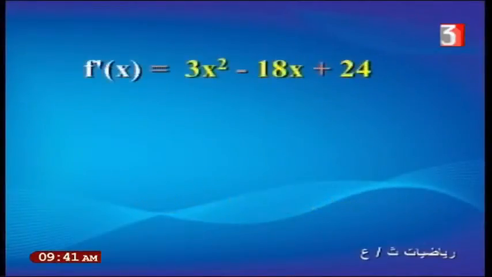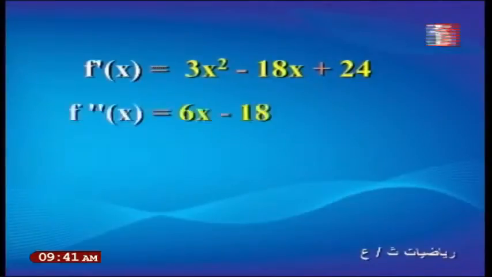First, we have the function f(x) equals x^3 minus 9x^2 plus 24x minus 4. Then f'(x) equals the derivative of x^3 is 3x^2, the derivative of negative 9x^2 is negative 18x, and the derivative of 24x is 24. Then f''(x) equals the derivative of 3x^2 is 6x, the derivative of negative 18x is negative 18, and the derivative of 24 is 0.